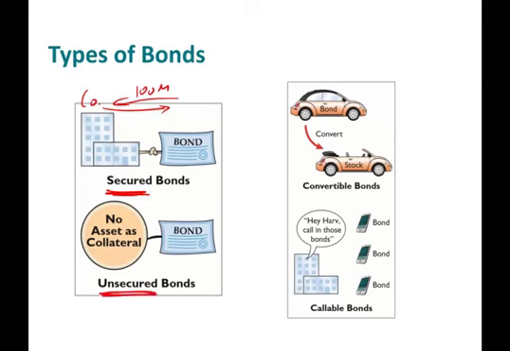Then we have unsecured bonds. Guess what? Unsecured bond means what? You have no asset as collateral. I'm sorry, you're going to give us the money and you're going to trust us. If you don't trust us, don't give us the money because there's no collateral. So those are two types of bonds.